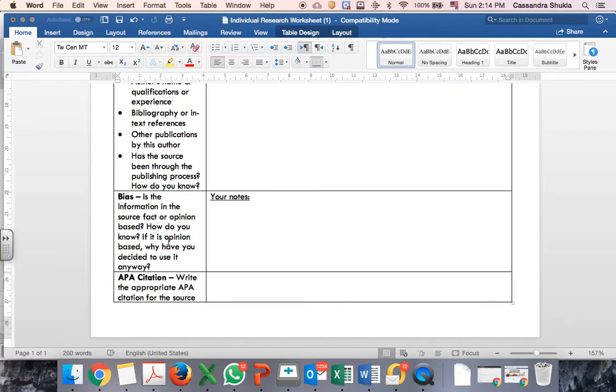Like, okay, I think this is biased. Why do you think it's biased? Or if you tell me something is not biased, you better explain why it's not biased. Really think about who is publishing it. What website is it on?